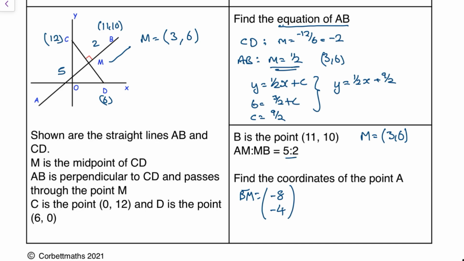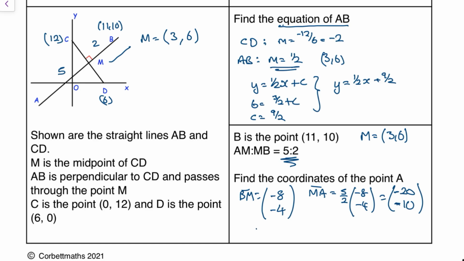Now I know from here that my vector to get from M to A is going to be 5 halves of minus 8, minus 4, which is, well, minus 8 divided by 2 is minus 4 times 5 is minus 20. And minus 4 divided by 2 is minus 2 times 5 is minus 10. This is a difficult question, by the way. It's definitely a challenging question. It's definitely high plus. That is what I need to do to get from M to A.